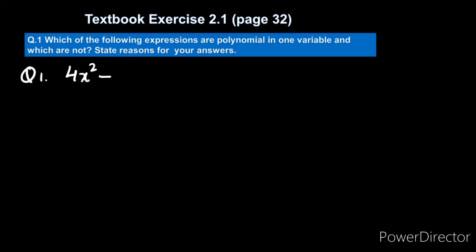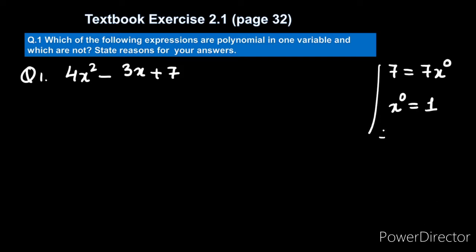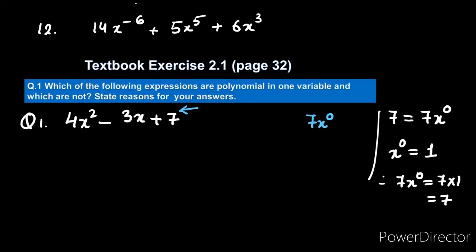We know that anything which is raised to 0 is what? 1. So ultimately when we solve this, 7x raised to 0, we are writing 7 into 1 and that is 7. That means this 7 can be written as 7x raised to 0. So this is what we are going to write here. Four x square minus 3x plus 7x raised to 0.